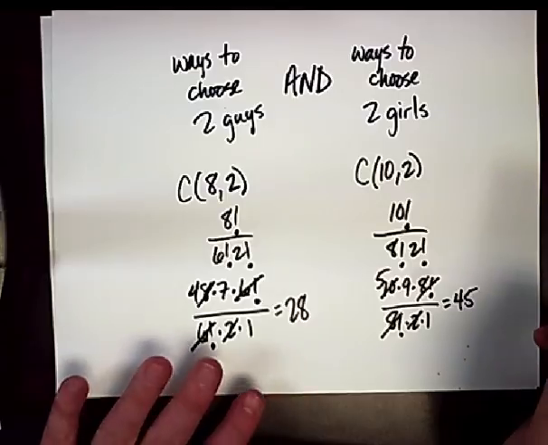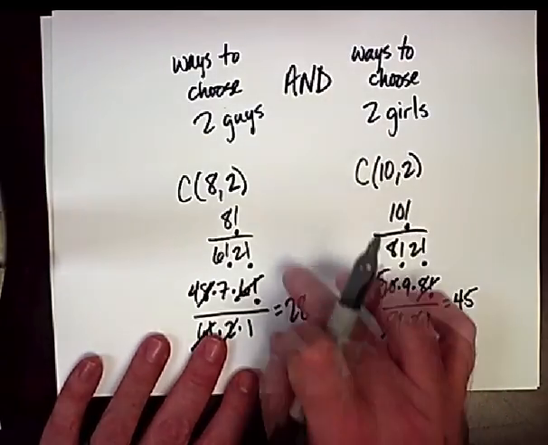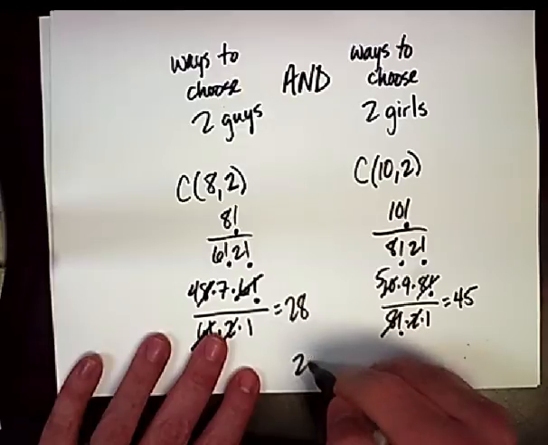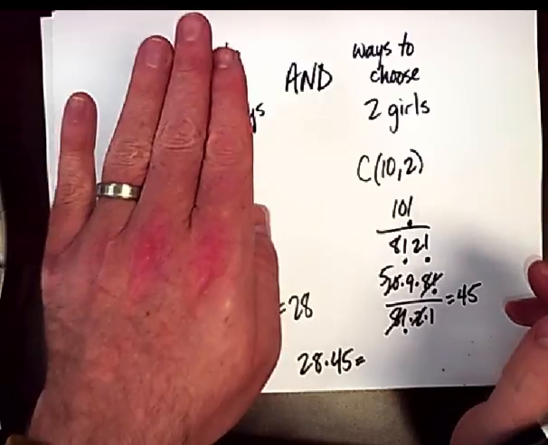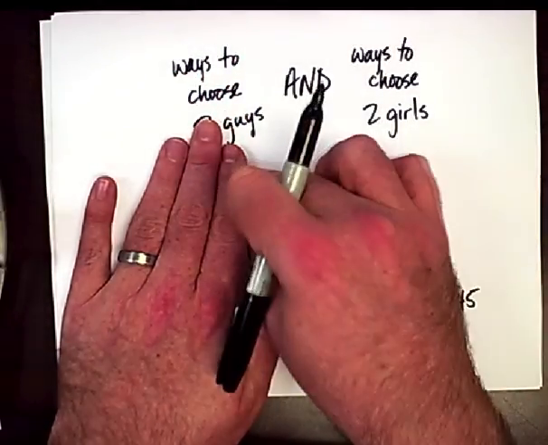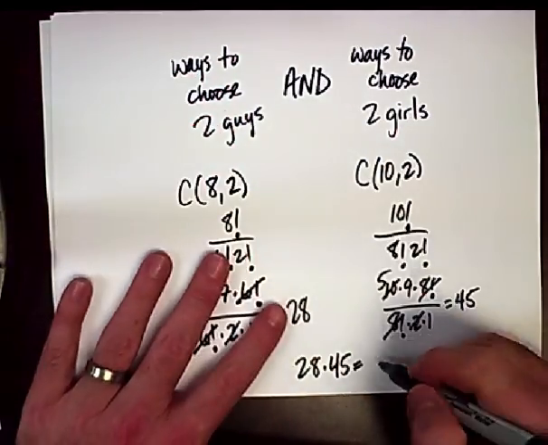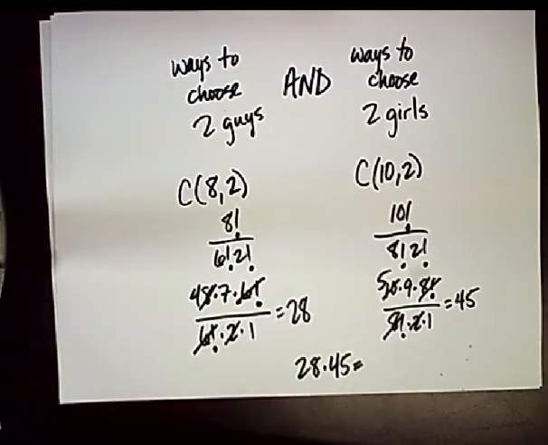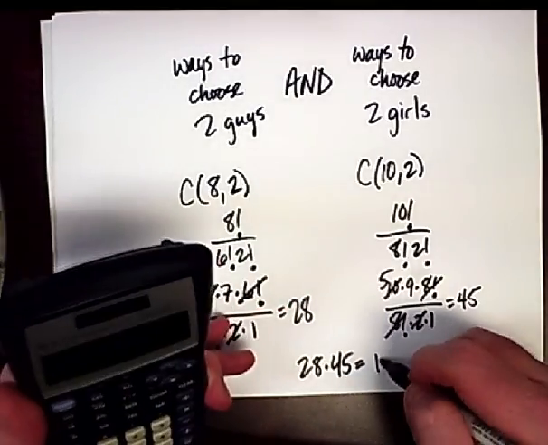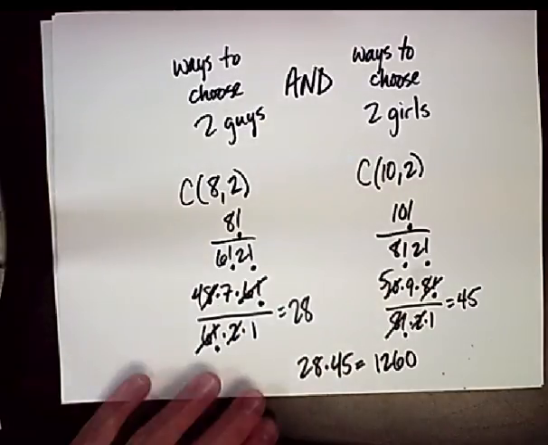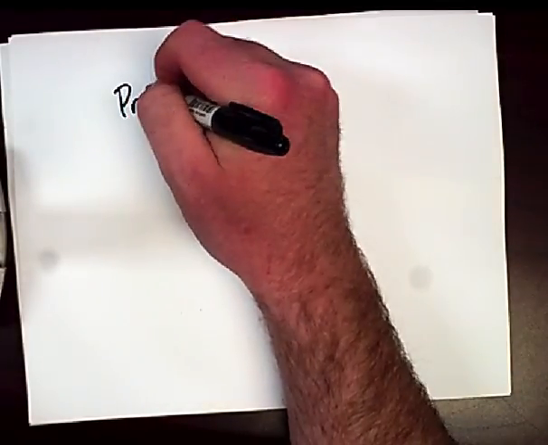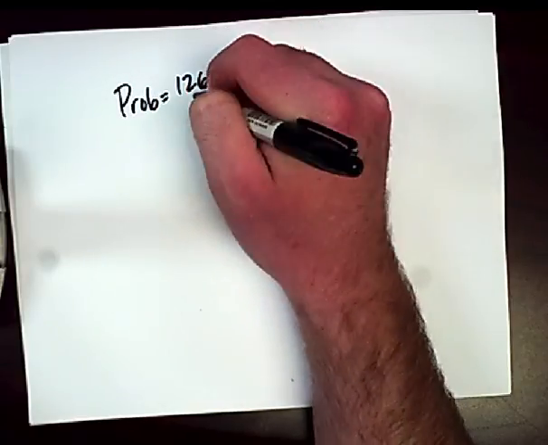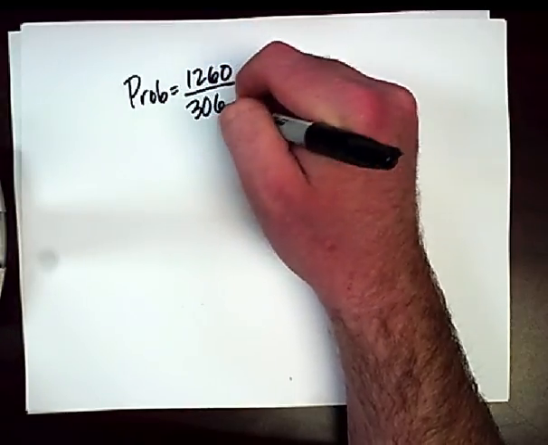Now remember I told you with probability, and means multiply. So the probability of this and this is 28 times 45. The total ways that this happens, because you have this many ways to choose guys, and for every one of those you have this many ways to choose girls. So it's 28 times 45, which is 1260. So the probability is there are 1260 ways to get what you want over there were 3060 options.